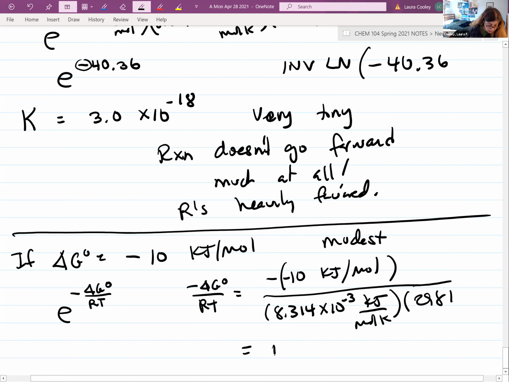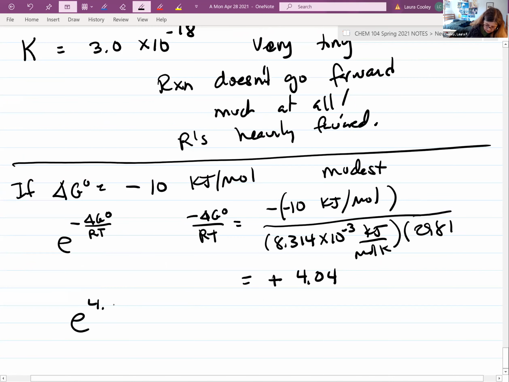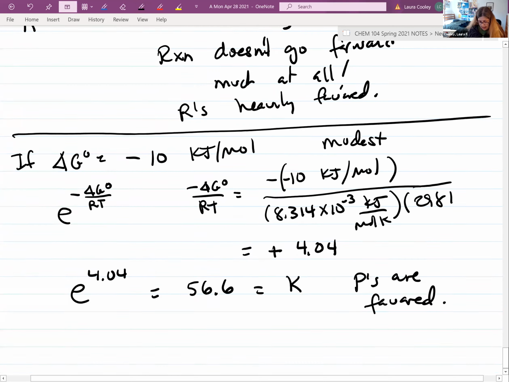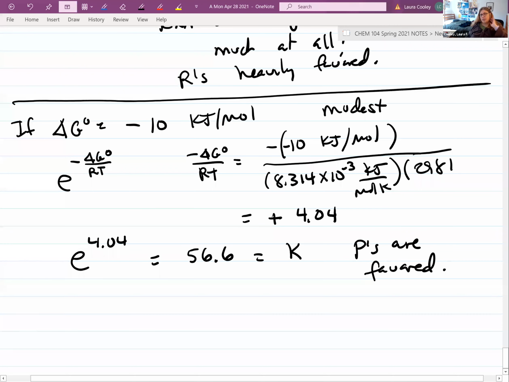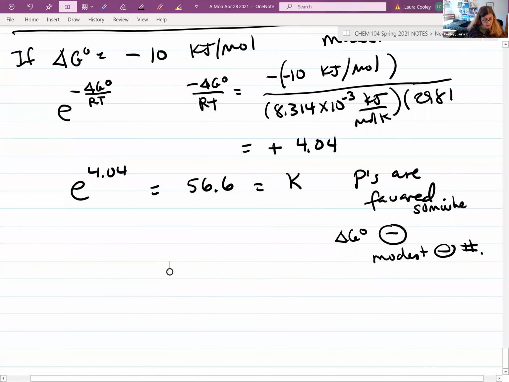Okay, so this is actually going to be positive 4.04. See, it's a much more modest number. And this comes out to 56.6 as the equilibrium constant. So yes, the products are favored. But this reaction isn't necessarily going to completion. That number isn't 10 to the 5th or 10 to the 3rd or something like that. Products are favored. Delta G0 is negative. So products are favored somewhat. Delta G0 is a modest negative number. Okay, so there's all different magnitudes of these things that can happen.